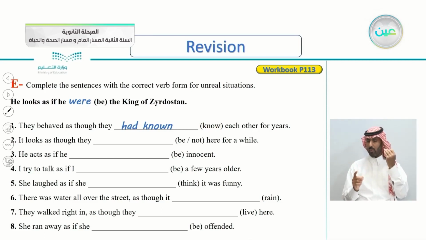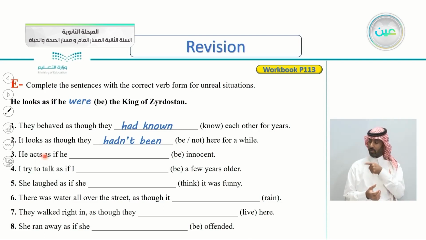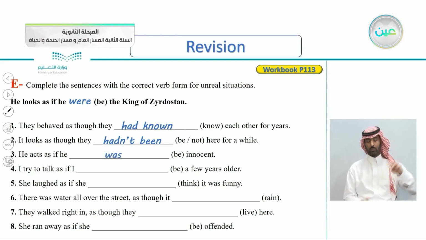Do they know each other for years? No, but they act like it. Number 2, it looks as though they be not here for a while. So the answer would be hadn't been here for a while. It looks as though they hadn't been here for a while. Number 3, he acts as if he innocent, and the verb is be. So he acts as if he, yes, was innocent, but he is not.